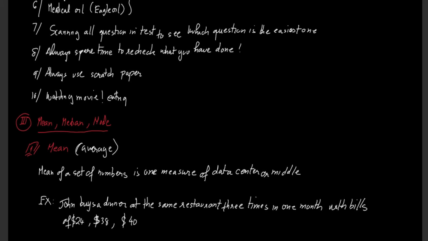And I want to find the average for this data. We have 3 data numbers right here: 24, 38, and 40. We want to calculate the average of how much he spent dining at the restaurant. Now we want to find the mean. So how are we going to do this?